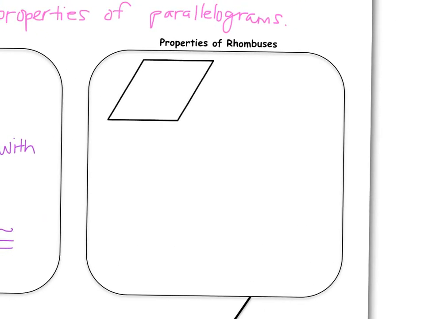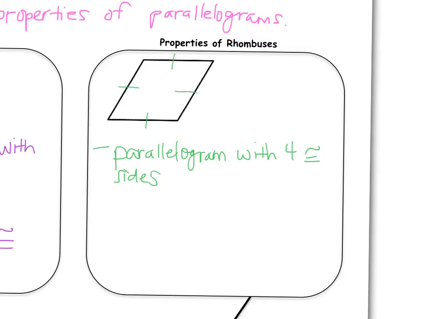The main special thing about a rhombus is this is a parallelogram with 4 congruent sides. So all 4 of those sides have the same length. The diagonals in a rhombus are perpendicular. So if you were to draw in those diagonals, they meet at a 90-degree angle.